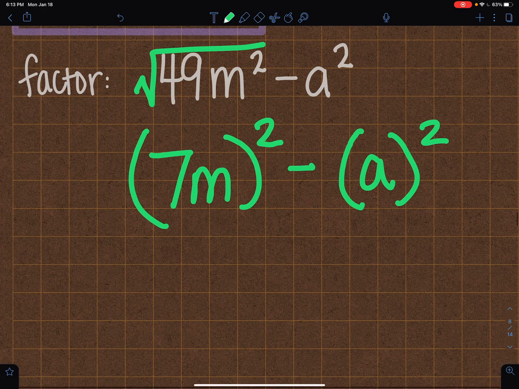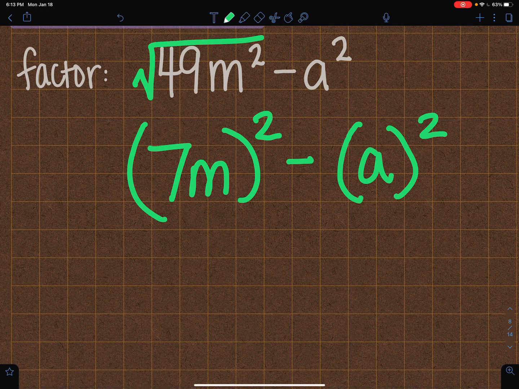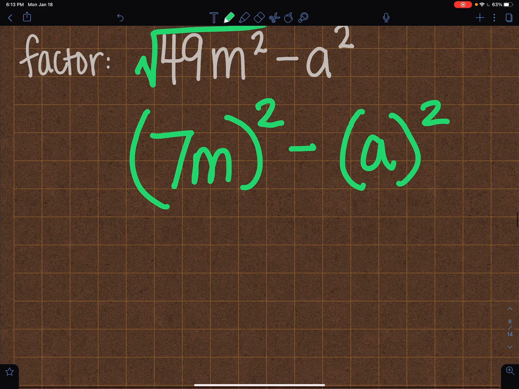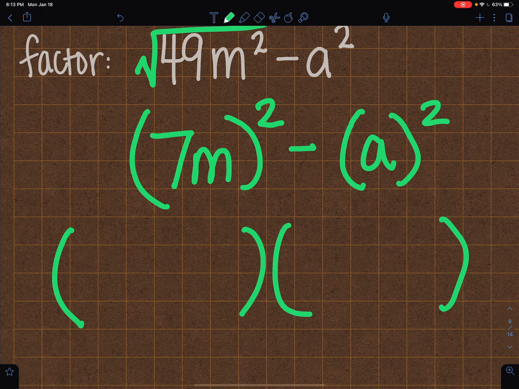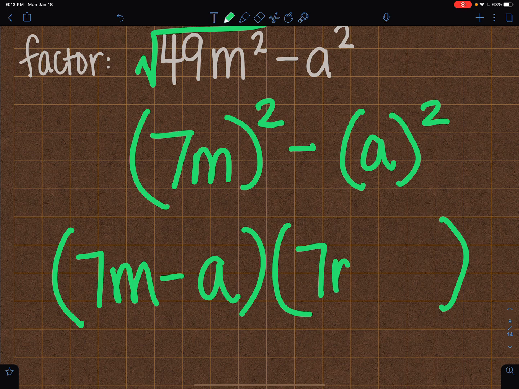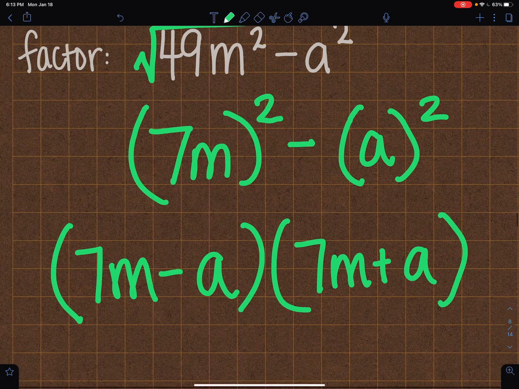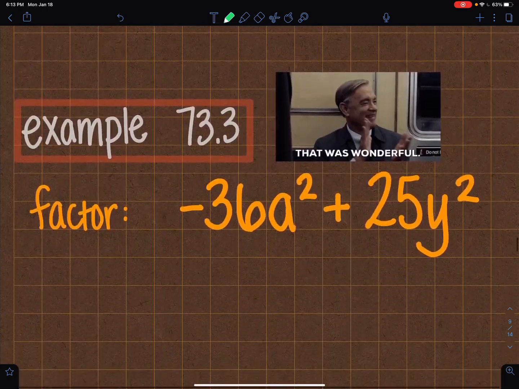Okay, so they do this step. You don't have to do that step because I feel like I can do it in my head. But then you've got your two parentheses, and you do 7m minus a, 7m plus a. Easy peasy, right? All right, I love it. This is like a really cool shortcut.